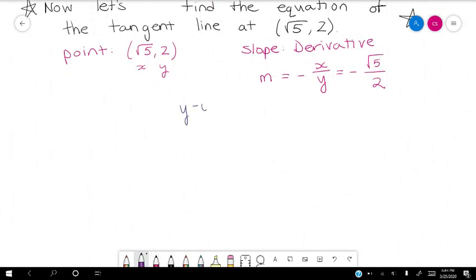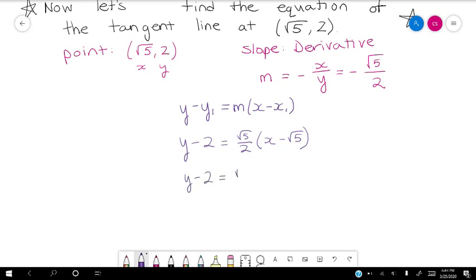I'll write out the equation in point slope form. Y is 2, m is root 5 over 2, and x is root 5. Okay, so that's us plugging in the points. Let's clean it up a little bit. I'm going to distribute the root 5 over 2. And when I distribute, root 5 times root 5 is just 5. And now we can add 2.